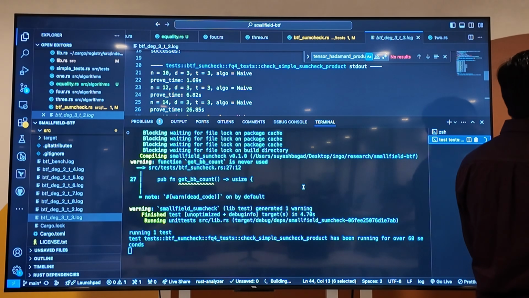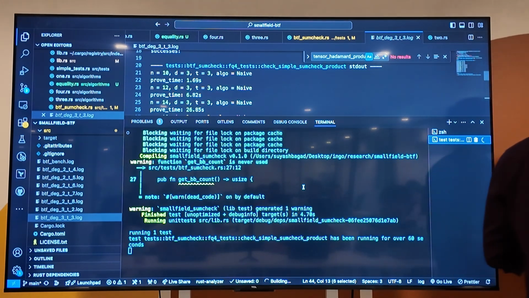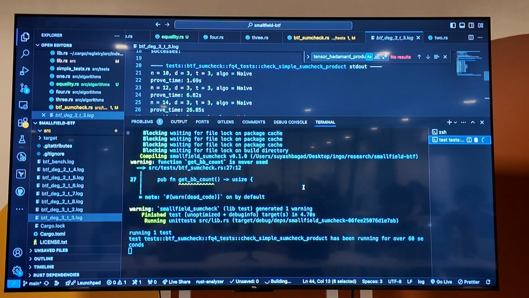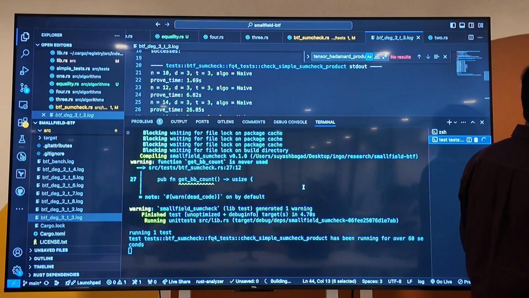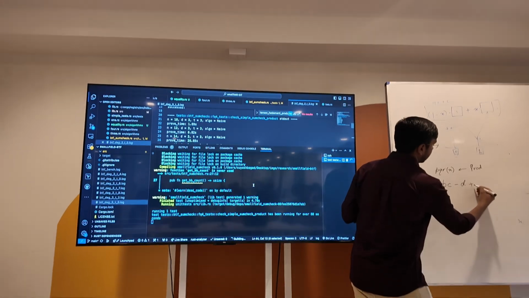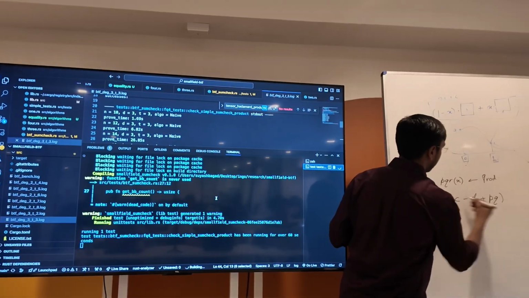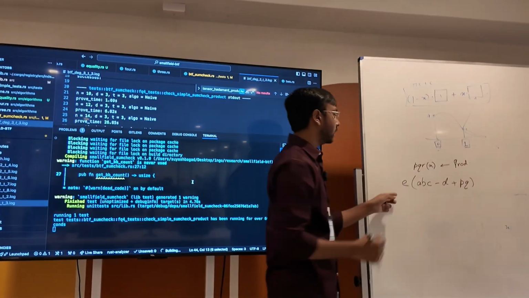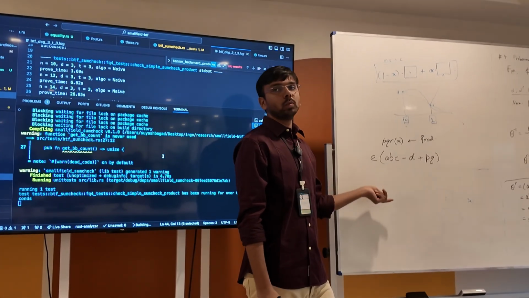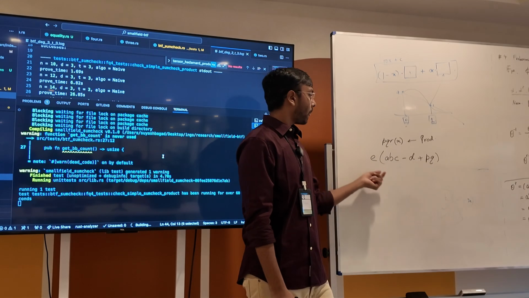So this is a product Sumcheck. Let's say you have three polynomials, P times Q times R. Whatever I described applies for this case, but in practical scenarios, you'll have something like A, B, C minus D plus P times Q, all this multiplied by some E polynomial. So you'll have something like this in your, let's say, Jolt prover or Spartan or whatever.